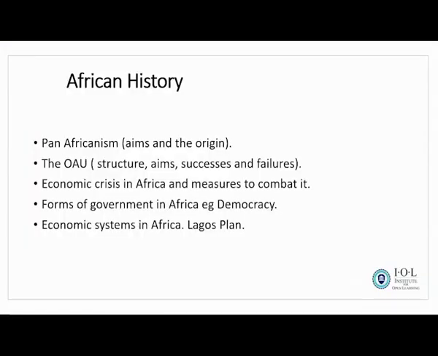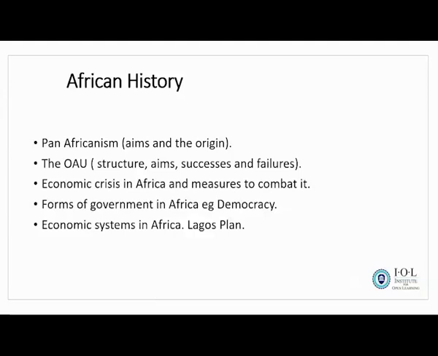So in African history, you should know Pan-Africanism. Knowing Pan-Africanism is not just defining it, but you should also know the aims. So this is the reason why Pan-Africanism was established, and also where it originated from.